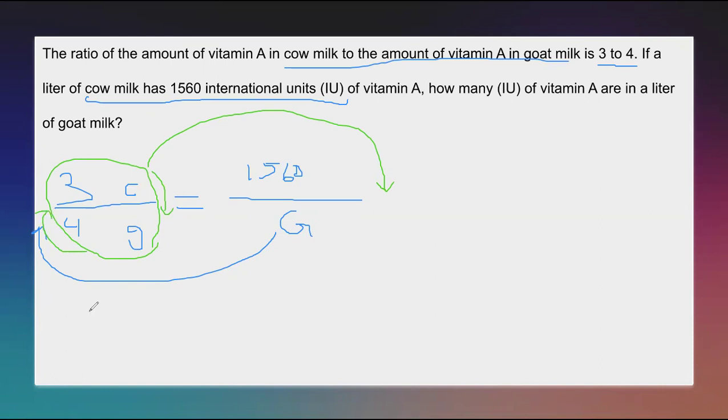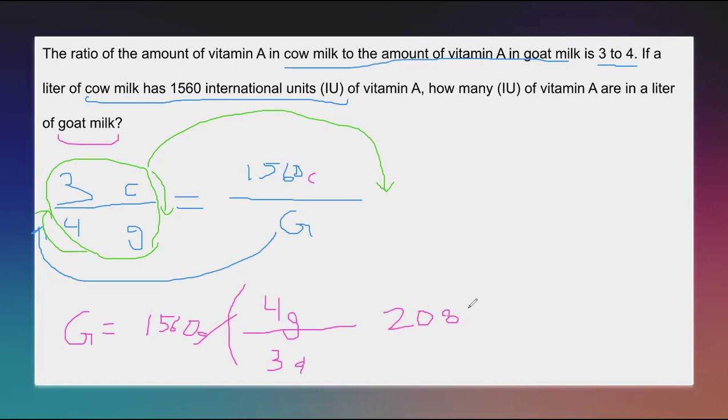And that'll tell us that big G is equal to 1,560 C times the fraction 4G over 3C. So look at our units. We've got a C on top and a C on bottom. Those are going to cancel. And we're left with G, which makes sense. We're solving for goat milk. And if you go ahead and plug that in, you'll get that G is equal to 2080 G.